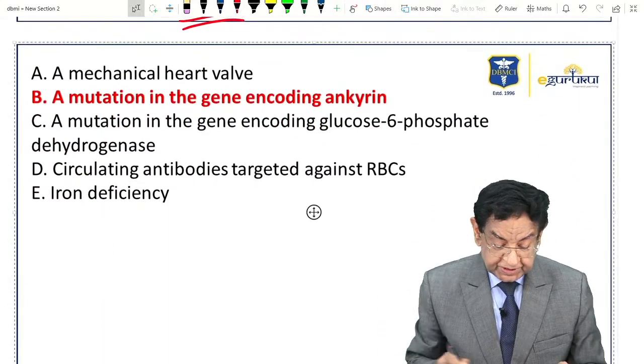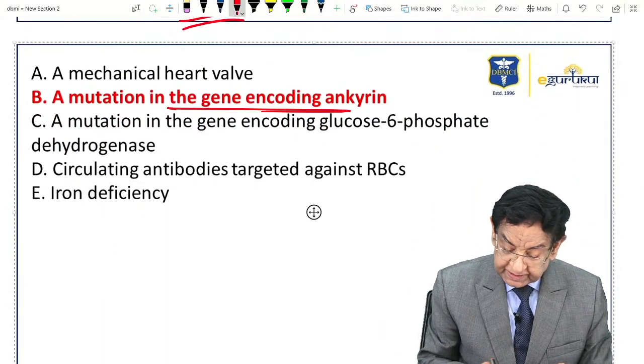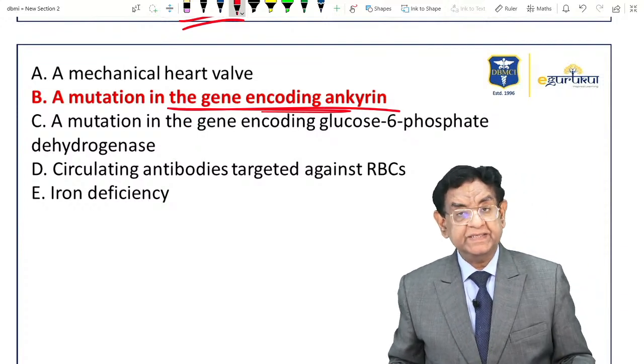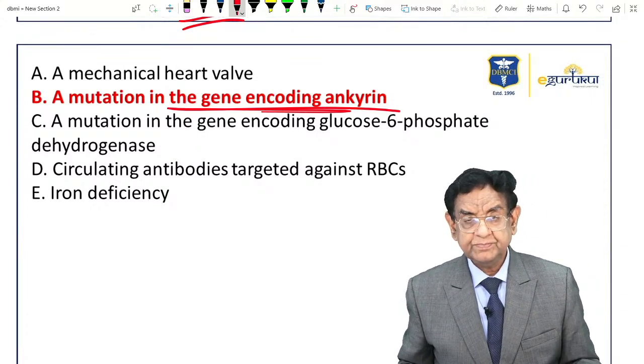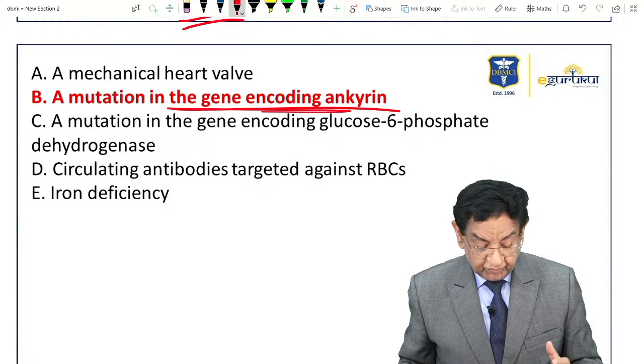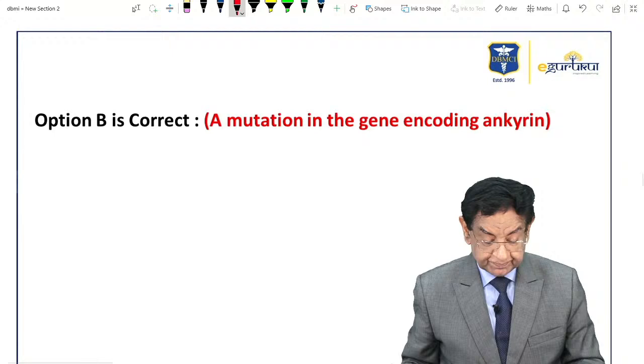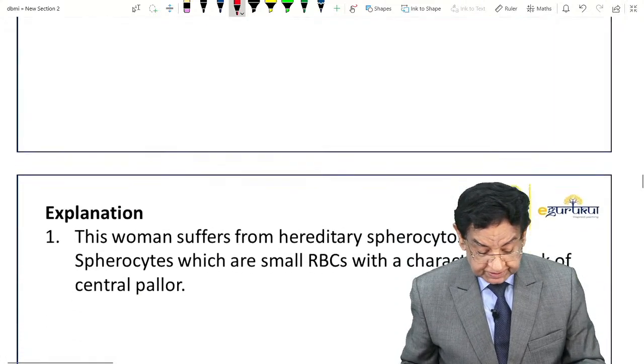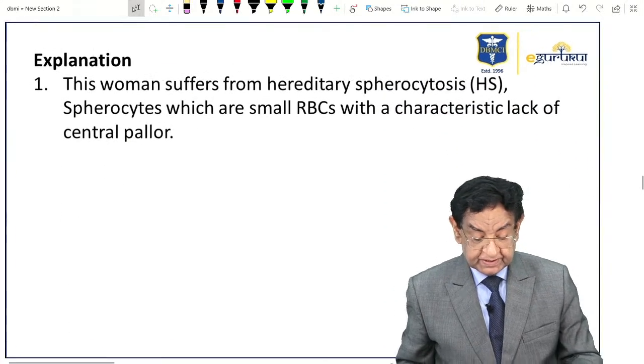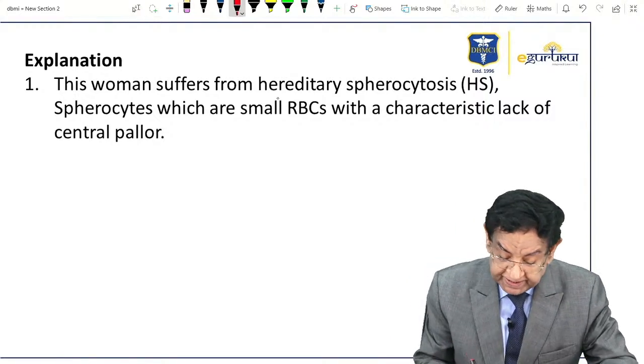And this is the gene mutation encoding ankyrin is the answer. Why this answer? Why not others? Let's look into the causes. So, explanation: the lady is suffering from hereditary spherocytosis.